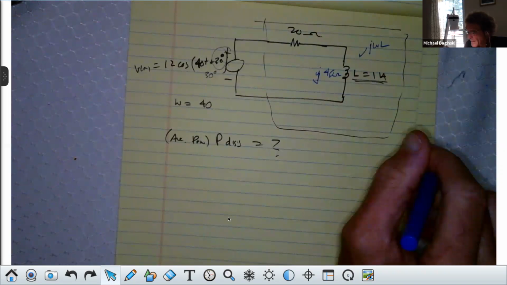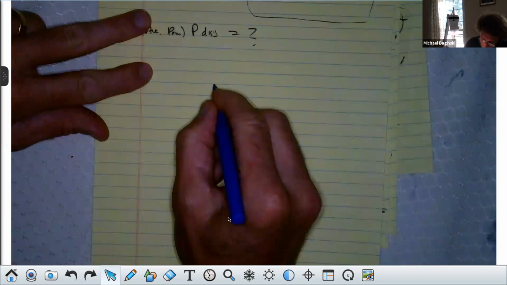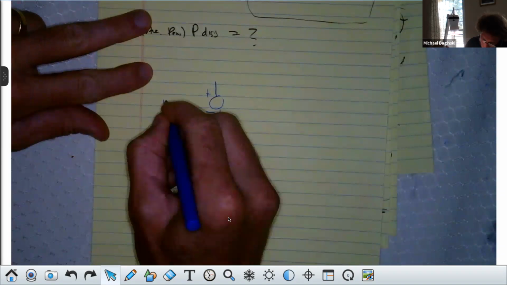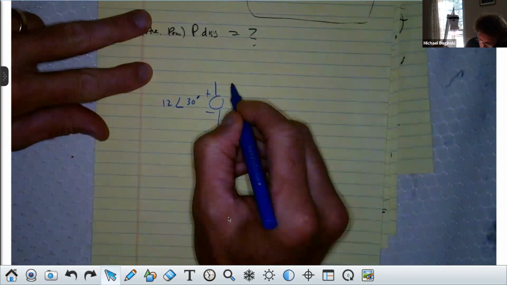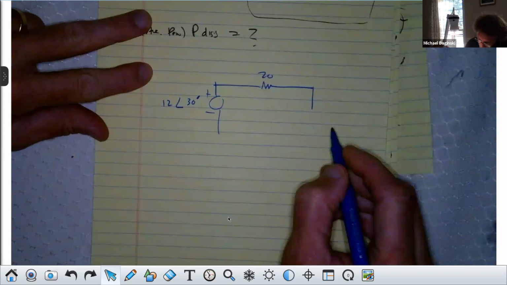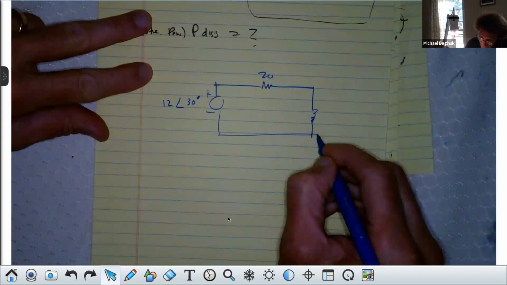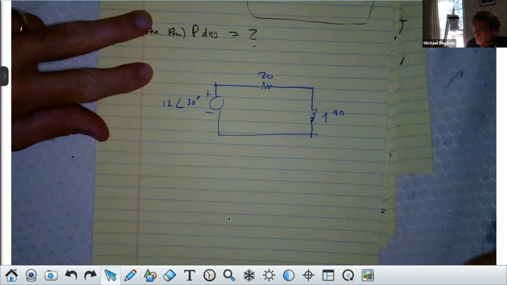Agreed? Yes. All right. Now I'm going to redraw it for a reason. So I've got a voltage source here of plus to minus 12 volts at an angle of 30 degrees, right? We get rid of that omega t business in the cosine, correct, class? We're now in the phasor domain. Next, we put 20 ohms here. And over here, we don't put L equals 1. We put an inductor here. And the value of that impedance on the inductor is j40. Do you agree with me? Yes.